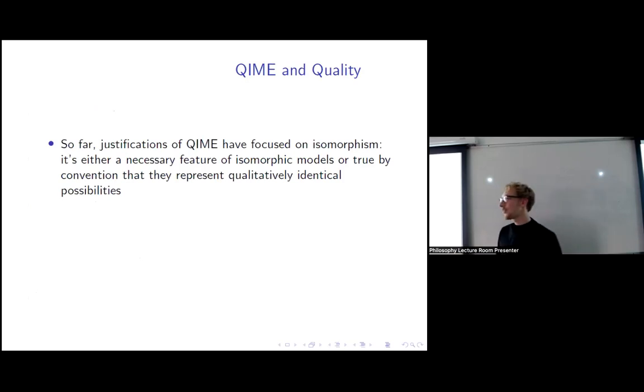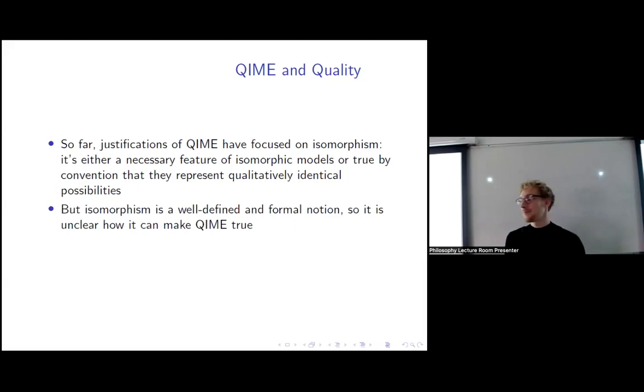So far, we've mostly focused on isomorphisms, right? And the unrestricted, flat-footed way of understanding Quine says it's just due to the nature of isomorphic models that they can only represent qualitatively identical possibilities. And I've given counterexamples to that. And then we said, okay, maybe there's a way of setting up a representational convention such that isomorphic models represent qualitatively identical possibilities. But I've already said it's difficult to get something interesting about quality out of something formal about isomorphism.